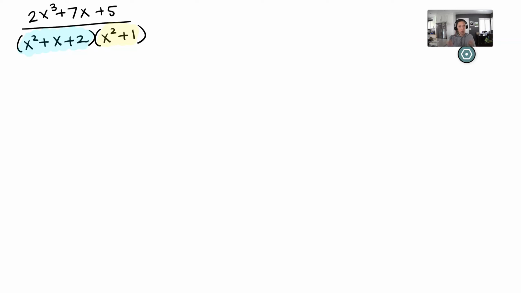We now have two irreducible quadratics. These cannot be factored down into linear pieces. We are good to go in terms of setting up our partial fraction decomposition. So we go, all right, well, I see this.